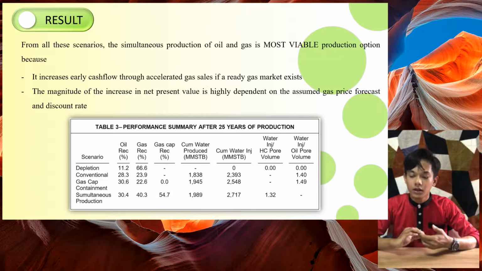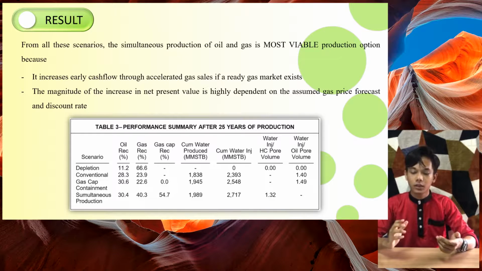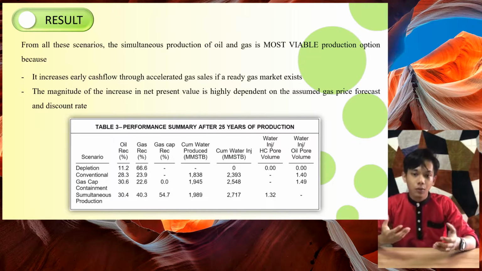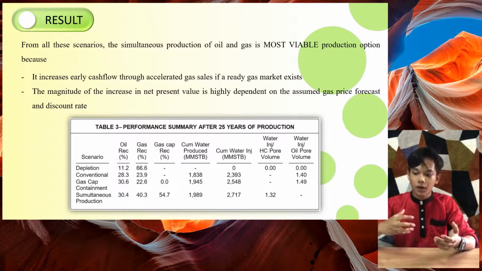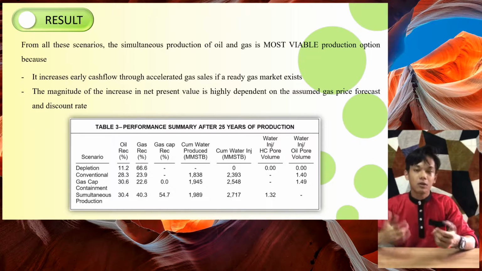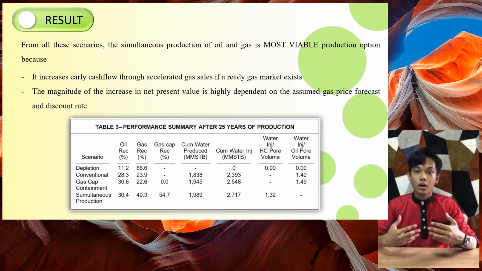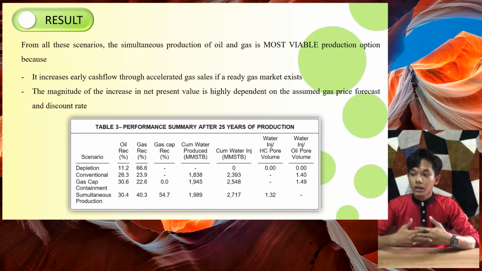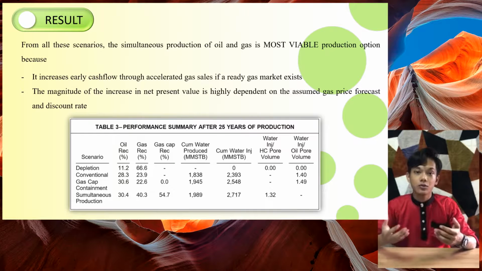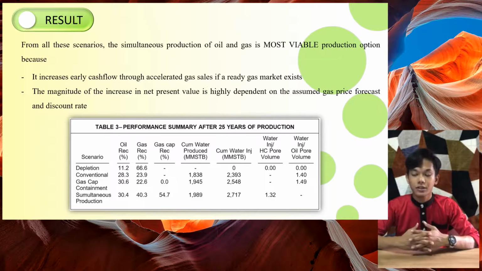But the results for gas cap containment and simultaneous production have a significant difference, because in simultaneous production we produce the gas cap from the reservoir, but for gas cap containment we do not produce the gas cap from the reservoir. So from all of these 4 production scenarios, the simultaneous production scenario was chosen as the most viable production option because it increased early cash flow, accelerated gas sales where a ready gas market exists, and the magnitude of the increase in net present value is highly dependent on the assumed gas price forecast and discount rate.